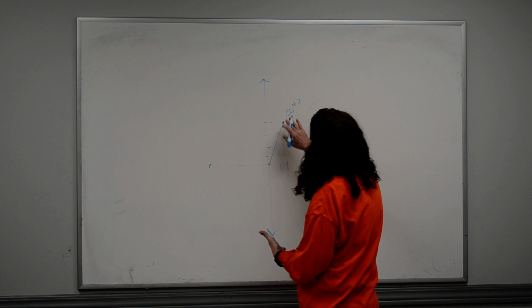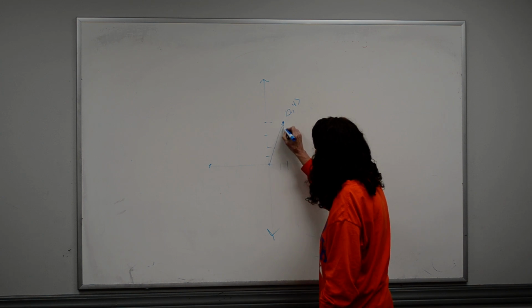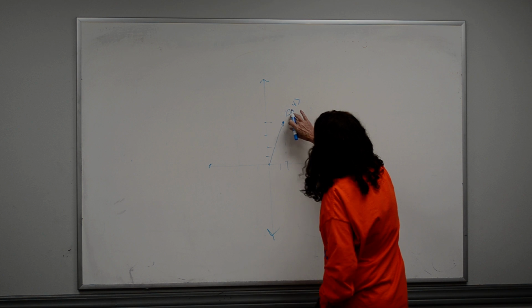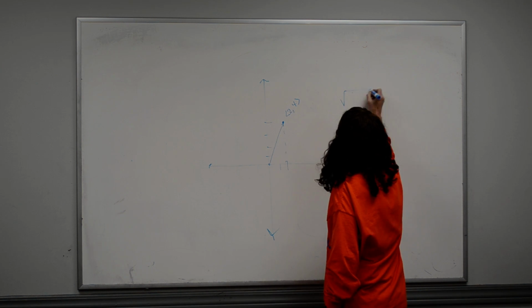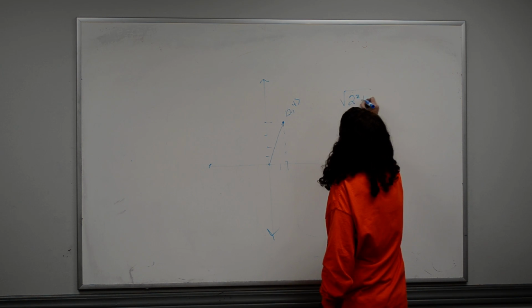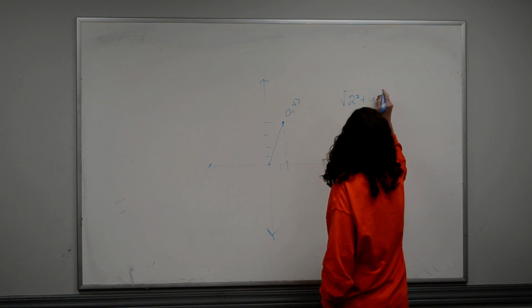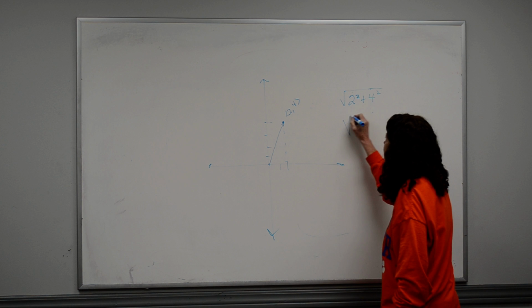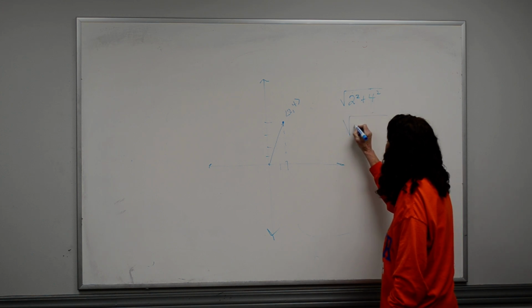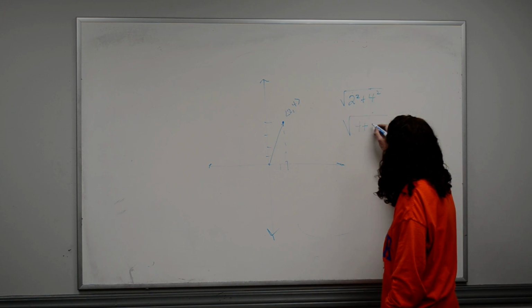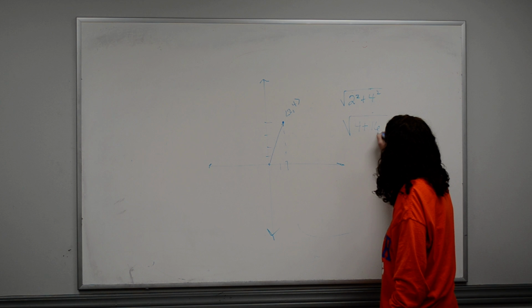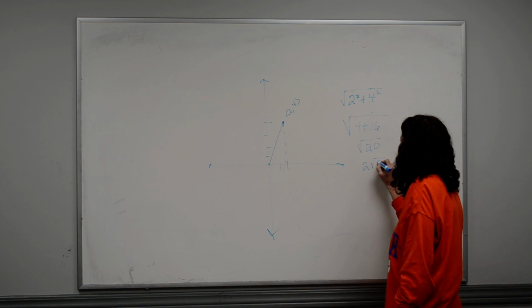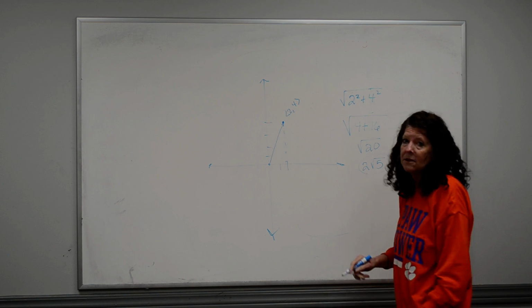If you wanted to know the distance of your vector, you literally could do Pythagorean theorem, or you take your x and you square it, and your y and you square it, and then take the square root of it. So that's the square root of 4 plus, if you will, that's 16. So it's the square root of 20, which is 2 times the square root of 5. So that's your magnitude of that.